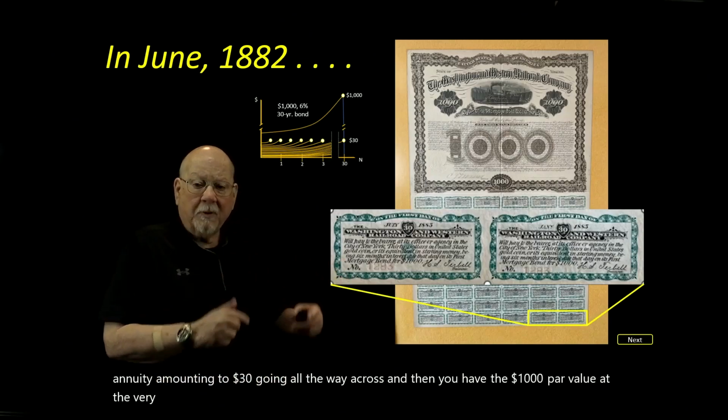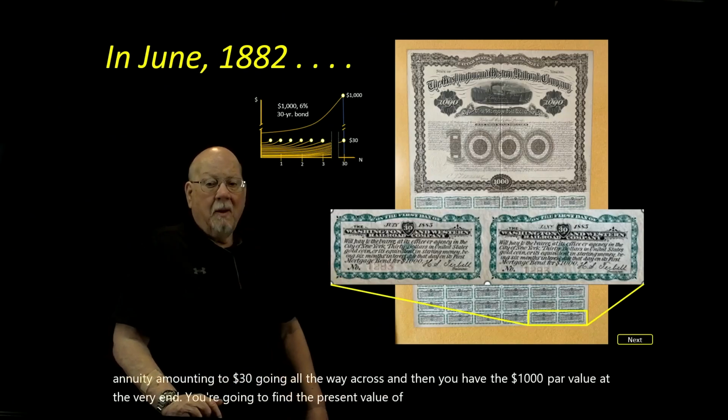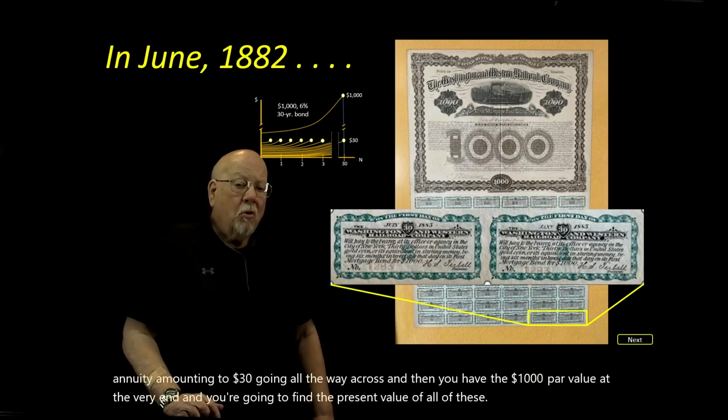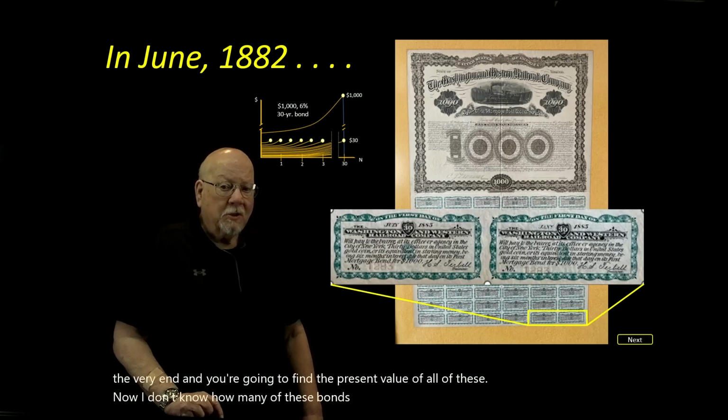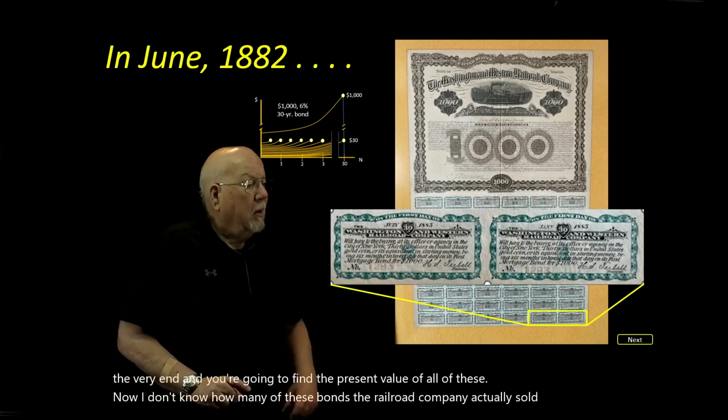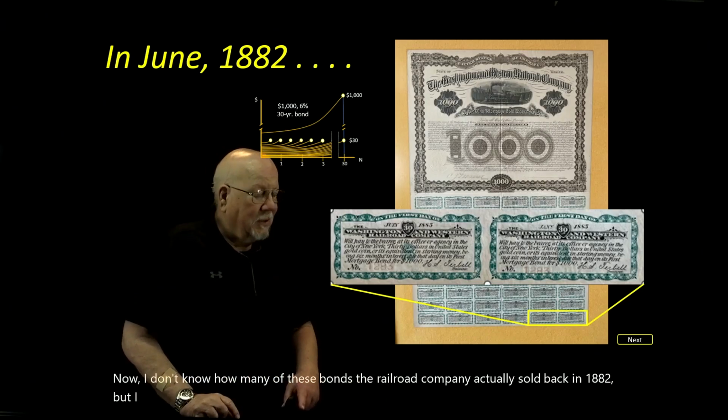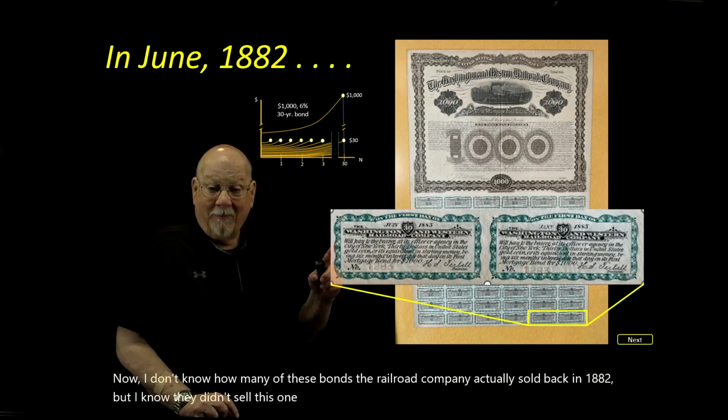And you're going to find the present value of all of these. Now, I don't know how many of these bonds the railroad company actually sold back in 1882, but I know they didn't sell this one because it's hanging on the wall in my office.